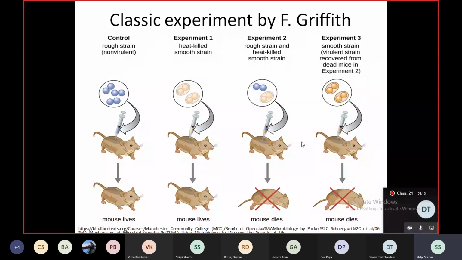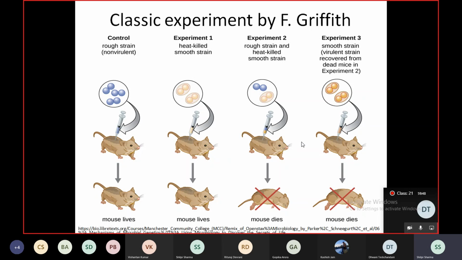So he concluded that something had passed from the heat-killed S strain into the live R strain and transformed it. That's how transformation came into the picture. It transformed it into the pathogenic S strain. And this Griffith called the transforming principle. So this classical experiment is known as Griffith's transformation experiment. Though at that point of time, the characteristic of this transforming principle was not understood. So it is not as if DNA was established as the transforming principle by Griffith's experiment.